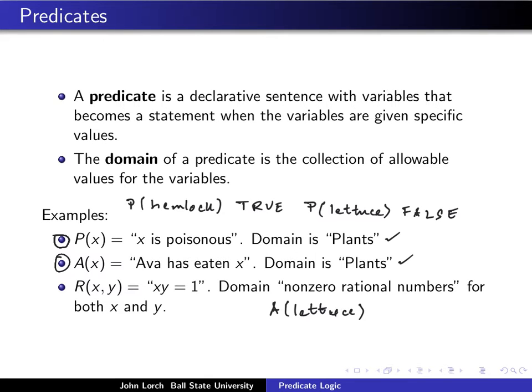Okay, now finally we have this predicate R of xy, which says x times y equals 1. So the thing to notice about this predicate is that it involves more than one variable, which is completely allowable. Again, we need to declare a domain, and here the domain is going to be non-zero rational numbers for both x and y. So again, when we plug in specific values for x and y, we get a statement. So maybe we take 2, 1/3. So 2 and 1/3 are both non-zero rational numbers. And we want to know whether 2 times 1/3 is equal to 1, and in fact it is not, so that's a false statement.